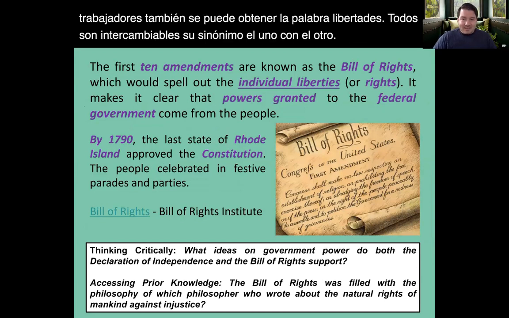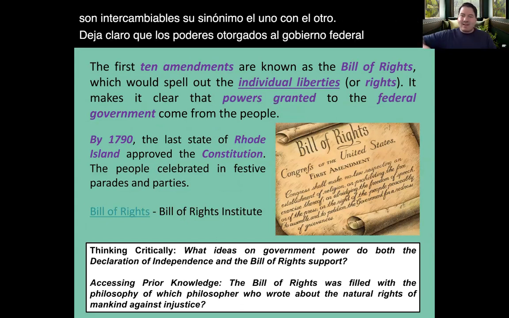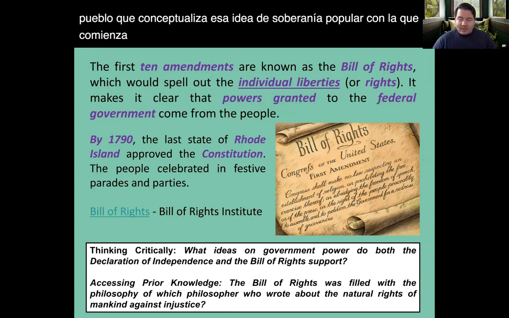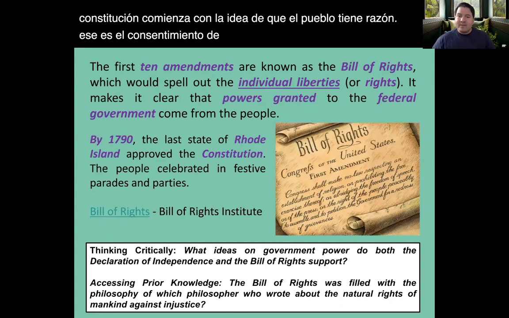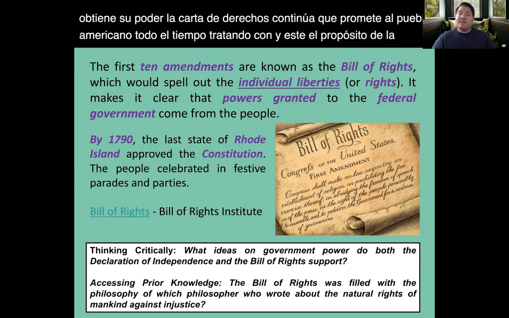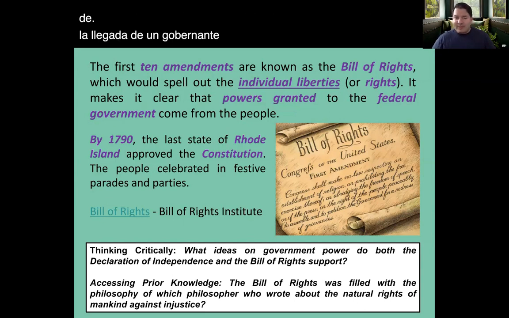It makes it clear that the powers granted to the federal government come from the people. That concept, that idea of popular sovereignty, the Constitution starts with the idea, we the people, right? That's the consent of the governed. That's where the government gets its power. The Bill of Rights continues that promise to the American people, all the while dealing with, and this was the purpose of the Declaration of Independence, to address the concerns of the coming of a tyrannical ruler or group of people who would abuse the power that comes from the people.